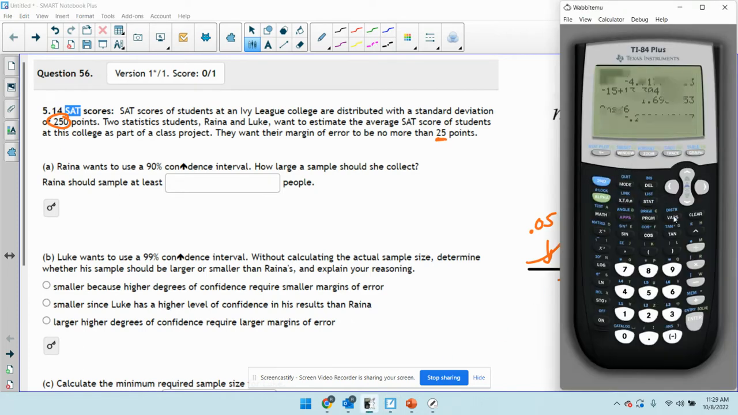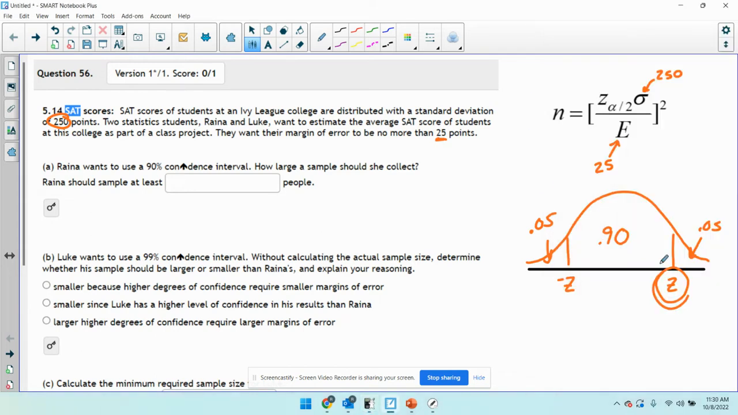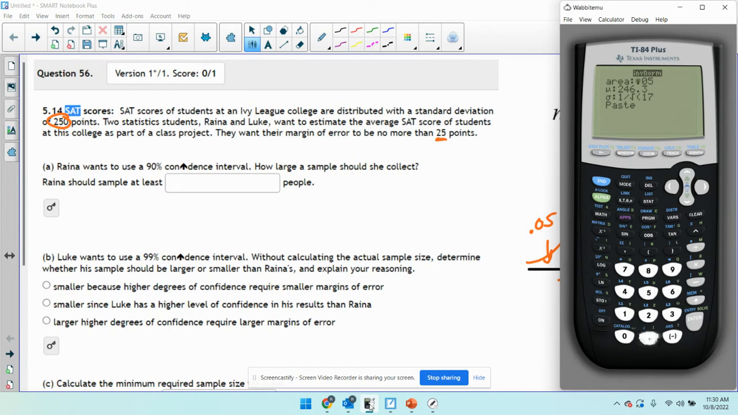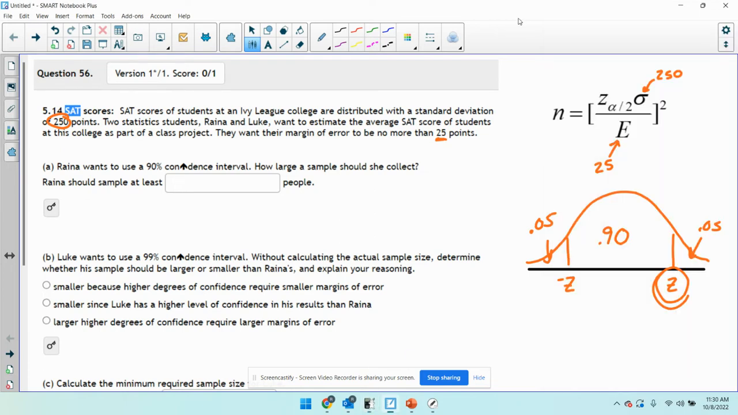So when I go into the calculator to find this Z value, I'm going to go to inverse normal. The area to the left of this Z value is 0.95. Mu is 0, sigma is 1 because it's standard normal. It's Z values. So that's 1.6448. Okay, that's this value.